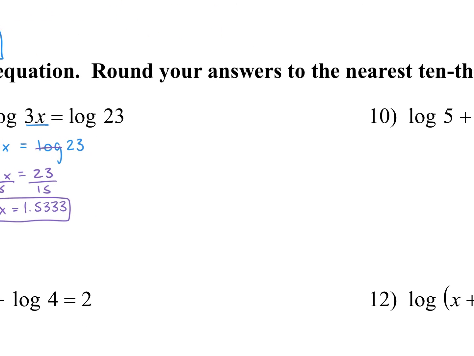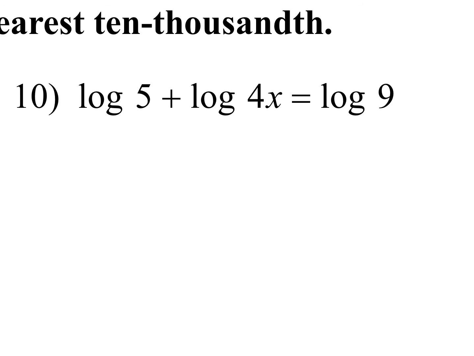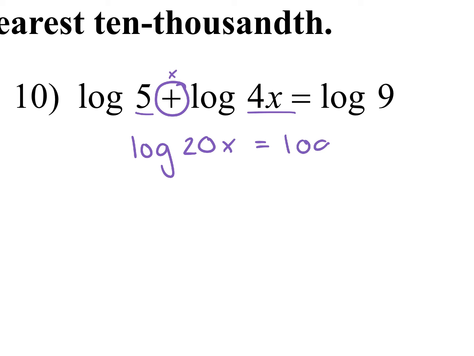All right, let's do number 10. So again, I have 2 logs on the left side. So what do I need to do to combine it to be 1 log? What goes with addition? I multiply them. Perfect. So I have log. What would I multiply here? So it's 5 times 4x. 20x. Awesome. So I have log of 20x is equal to log of 9.